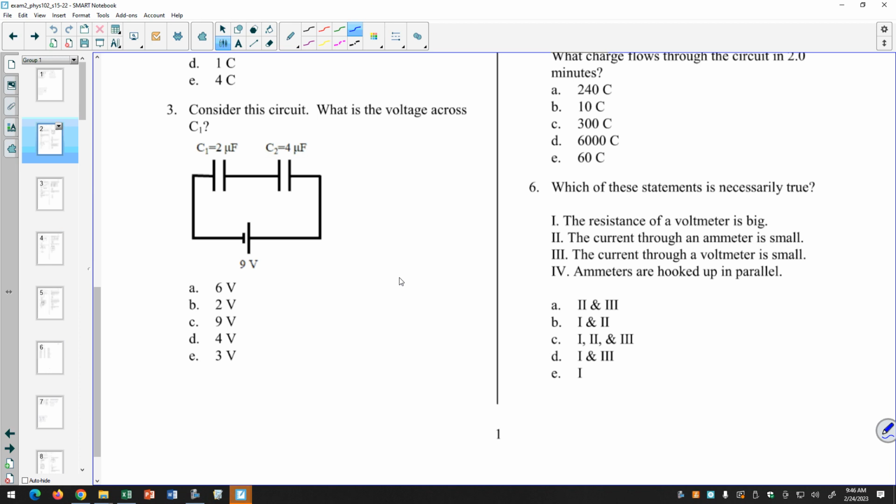The first thing that you do is find the equivalent capacitance. So find CEQ. And in this case, they're in series, so that's 1 over 2 plus 1 over 4. That's 2/4 plus 1/4 is 3/4. So that's an equivalent of 1 over 3/4 or 4/3 microfarads.